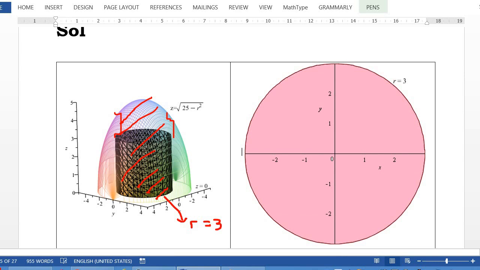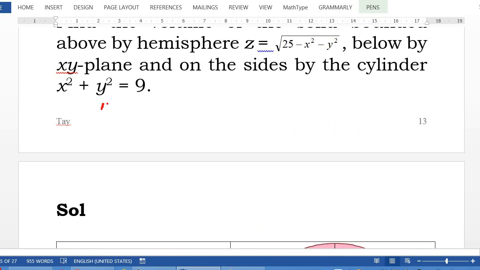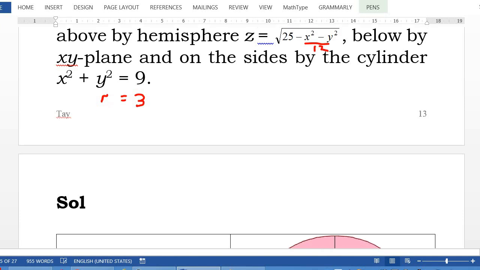Then the solid that we are going to find is the red color that I shaded. The side is a cylinder, r equal to 3, here, x squared plus y squared equal to 9. Then the solid that you are going to find is a cylinder on the xy plane, with the top covered by the hemisphere z equal to the square root of 25 minus r squared.